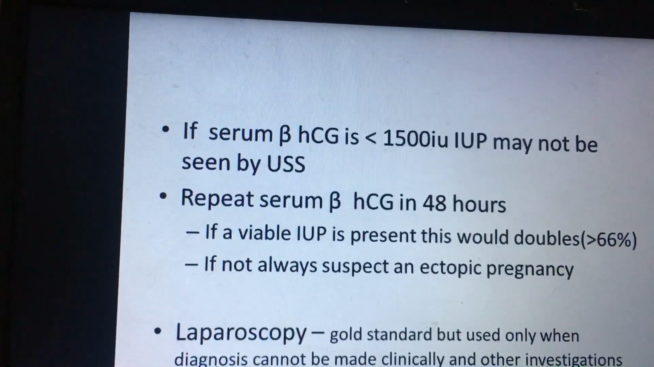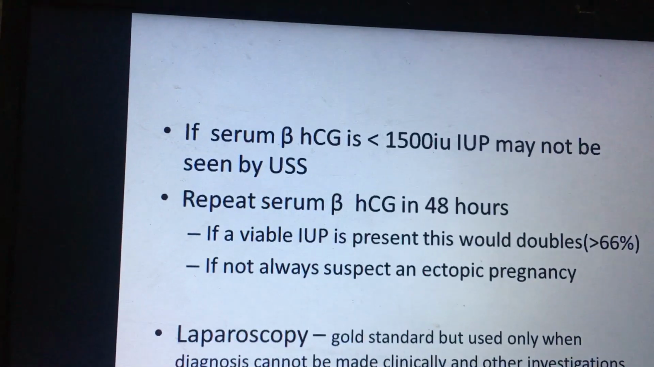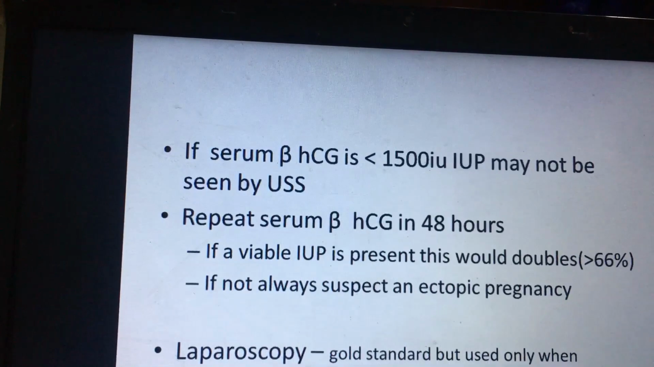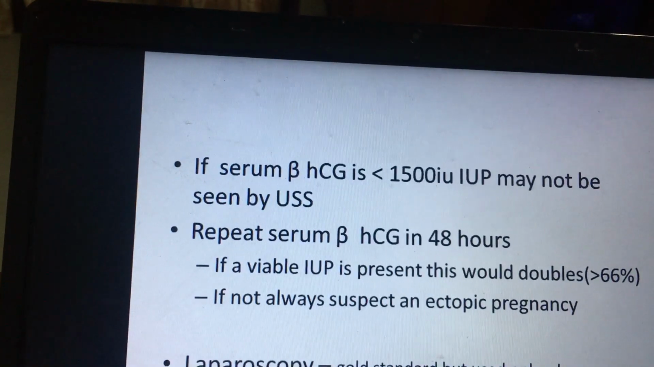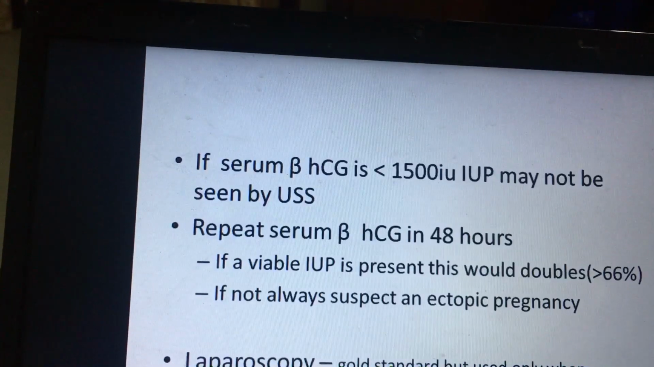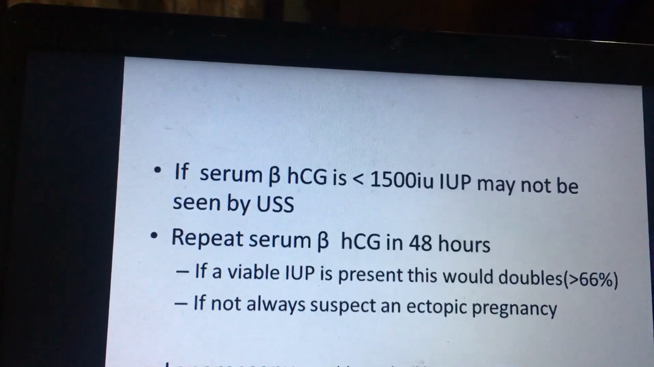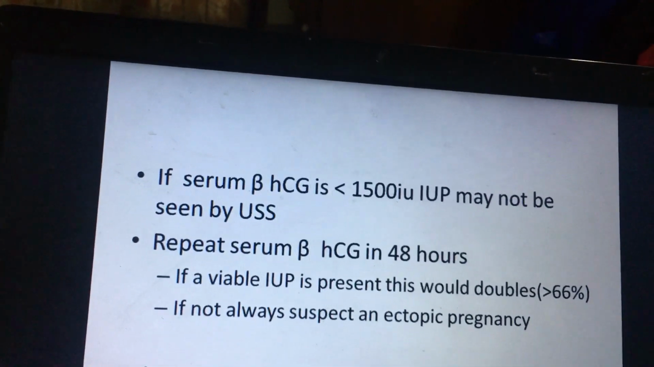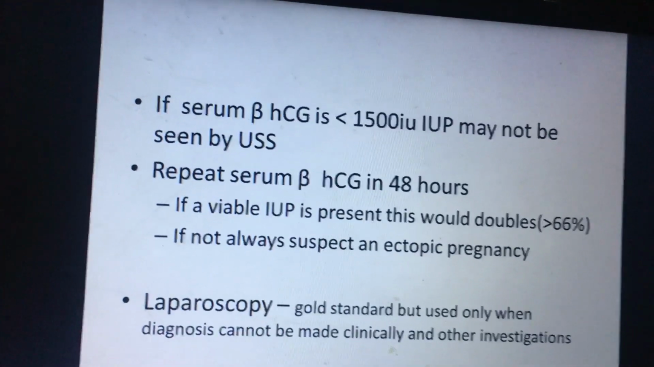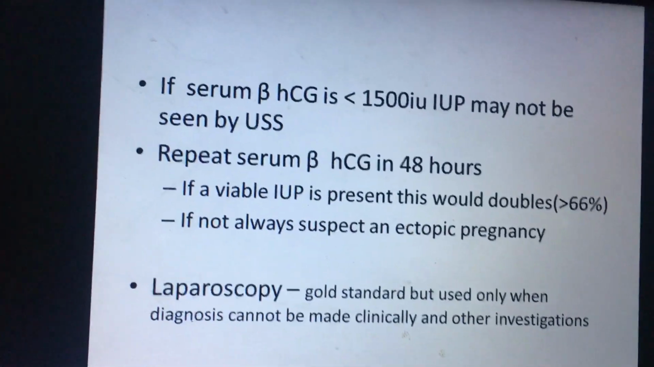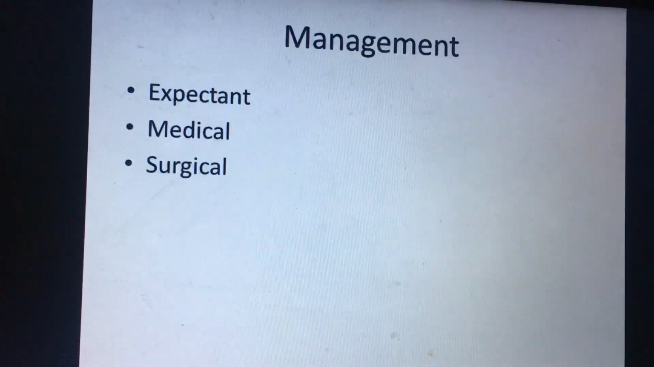If serum beta HCG is less than 1500, an intrauterine pregnancy may not be seen by ultrasound scan, so you have to repeat the serum beta HCG in 48 hours. If a viable intrauterine pregnancy is present, this would double. If not, always suspect an ectopic pregnancy. And you can go for laparoscopy, which is the gold standard but used only when the diagnosis cannot be made clinically and by other investigations.